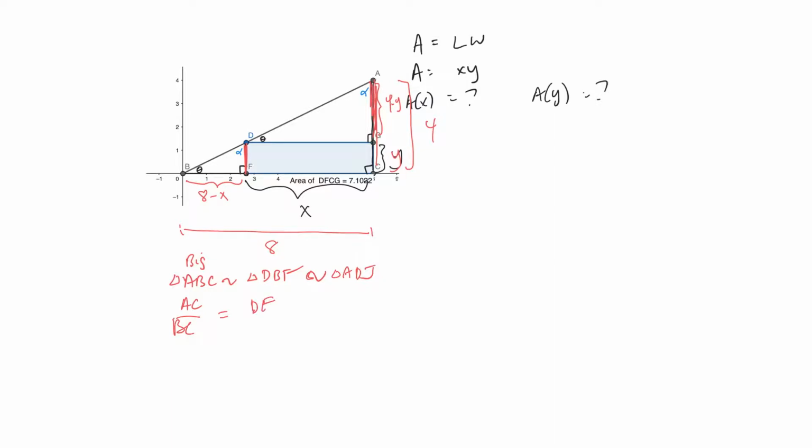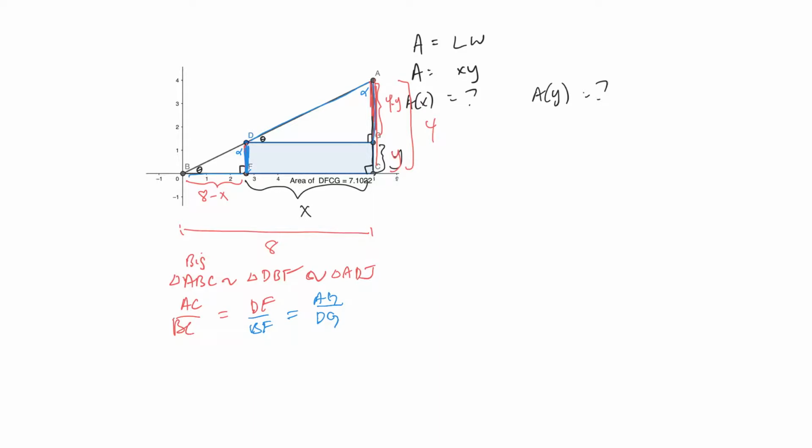So DF is over here. I'll use blue here. So DF over BF, which is very similar to the medium-sized triangle up here, which is AG over DG. And then we just have to sub in the values that we know.